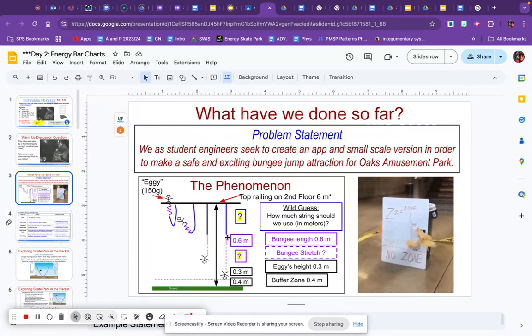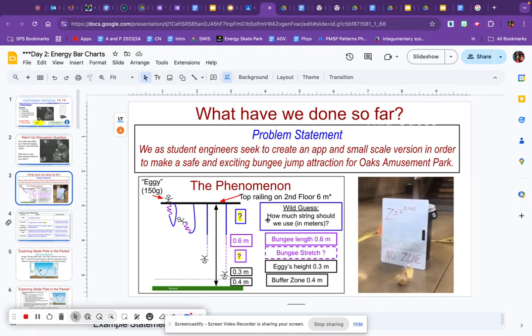All right, so you've already written your statement on the first page of your packet. We as student engineers seek to create an app and small-scale version in order to make a safe, exciting bungee jump attraction for Oaks Amusement Park. Note that we have this schematic here. We have Iggy. His mass is 150 grams. Wild guess is how much string should we use.